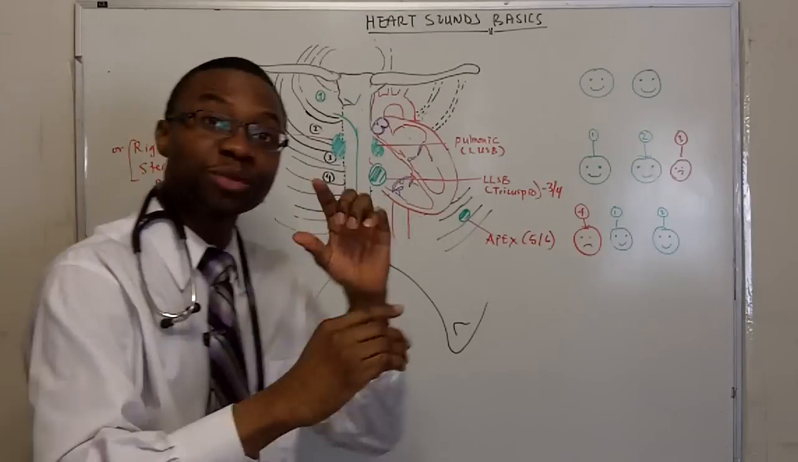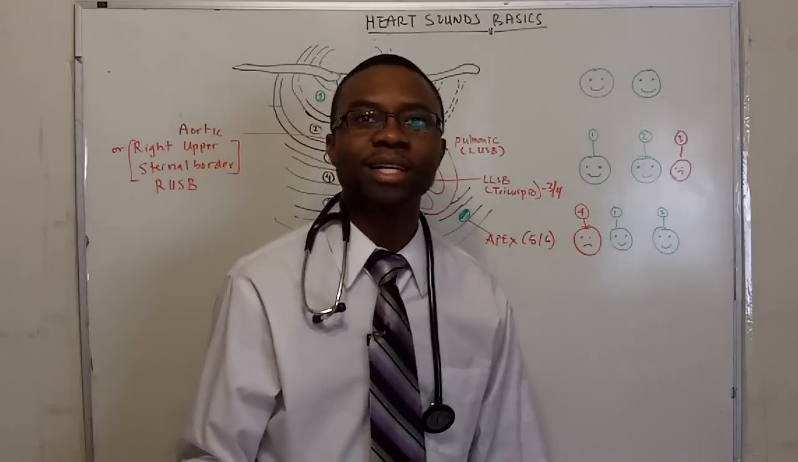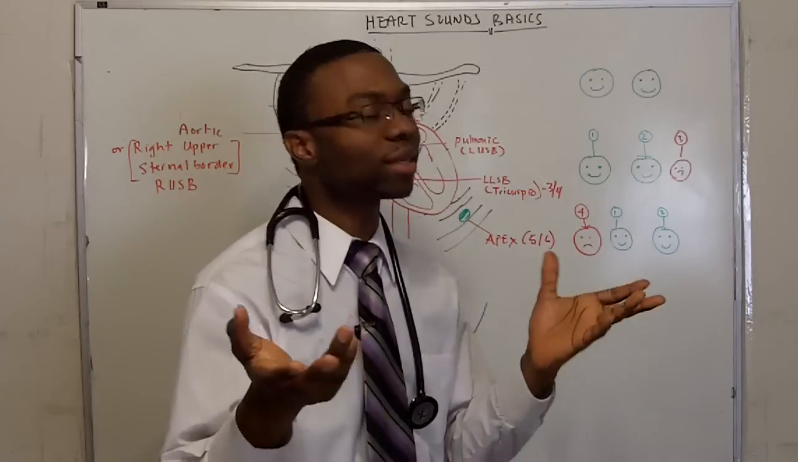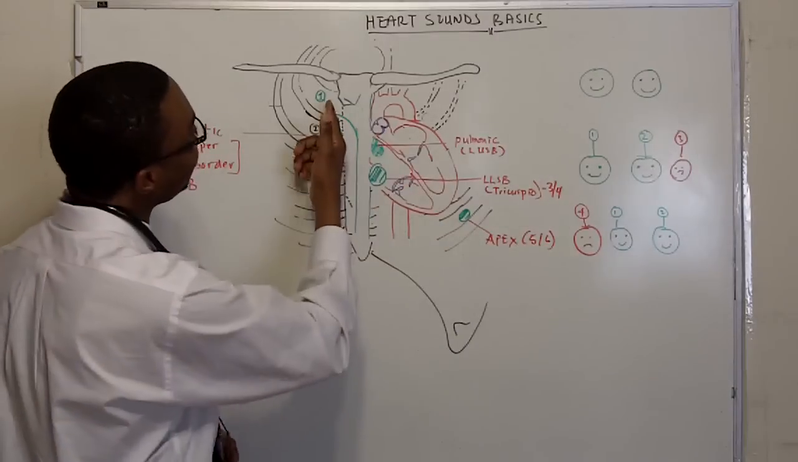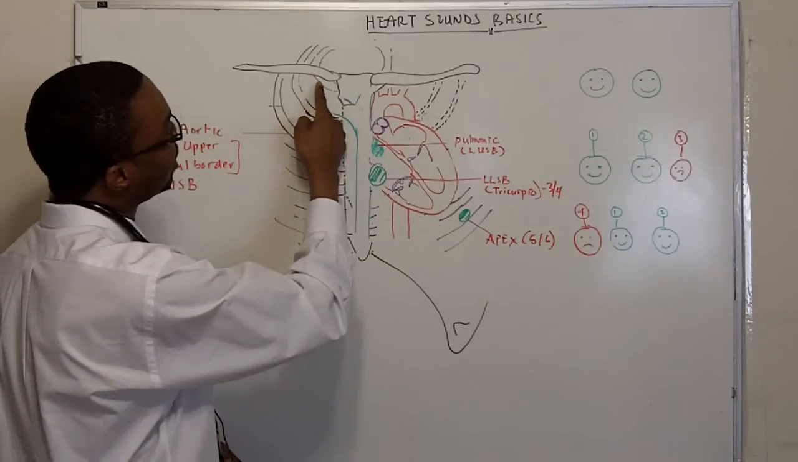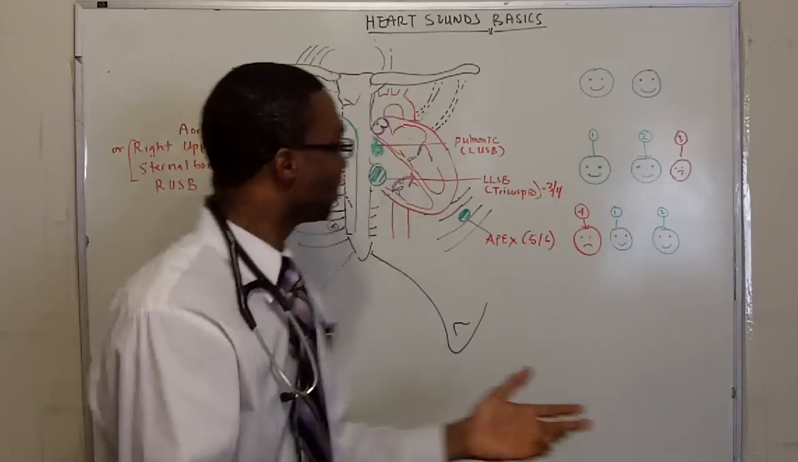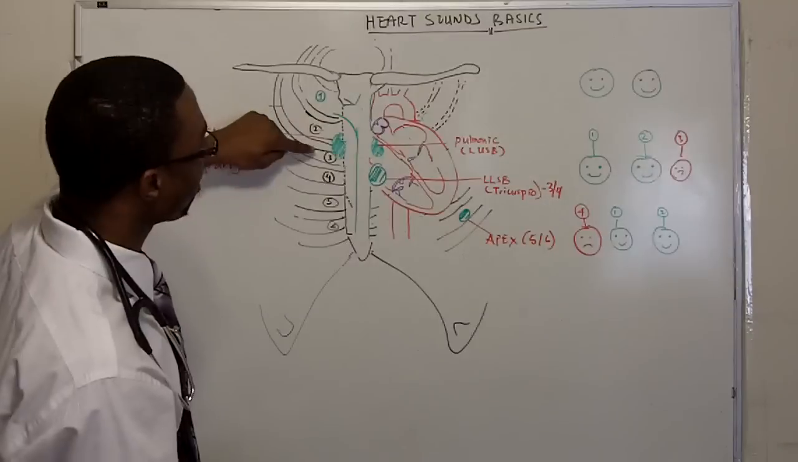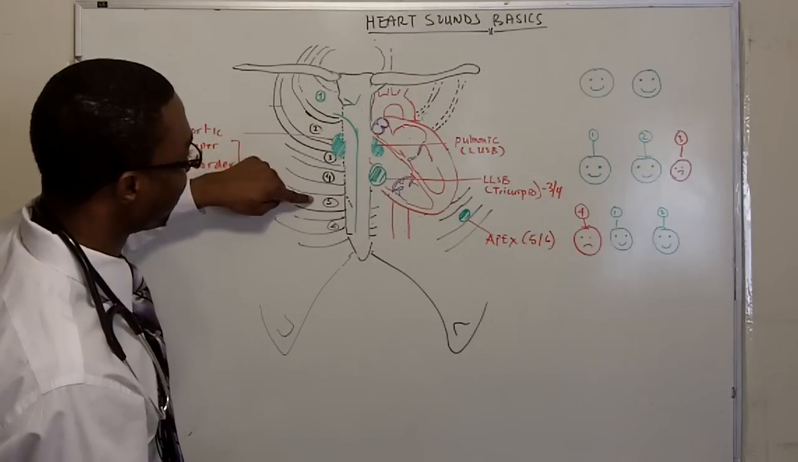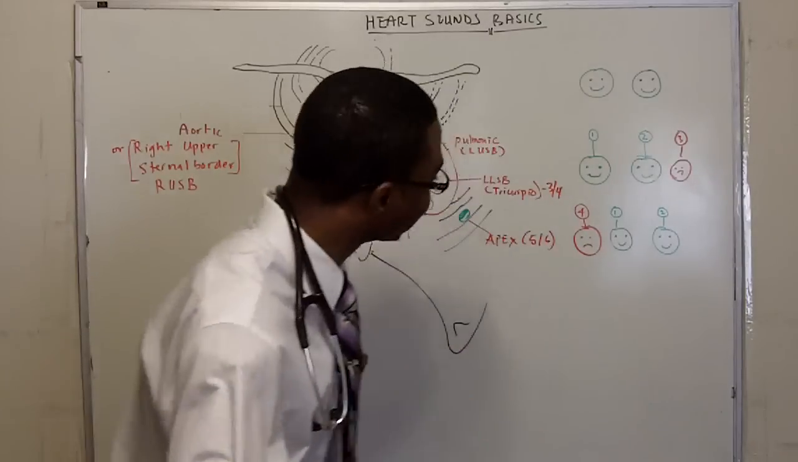Now, the space in between each rib has a fancy name: the intercostal space. The first space between the first rib and the second rib is the first intercostal space. Can you imagine that? Rocket science. So this is the first intercostal space, second, third, fourth, fifth, sixth, and the list goes on and on, which I'm not going to talk about.